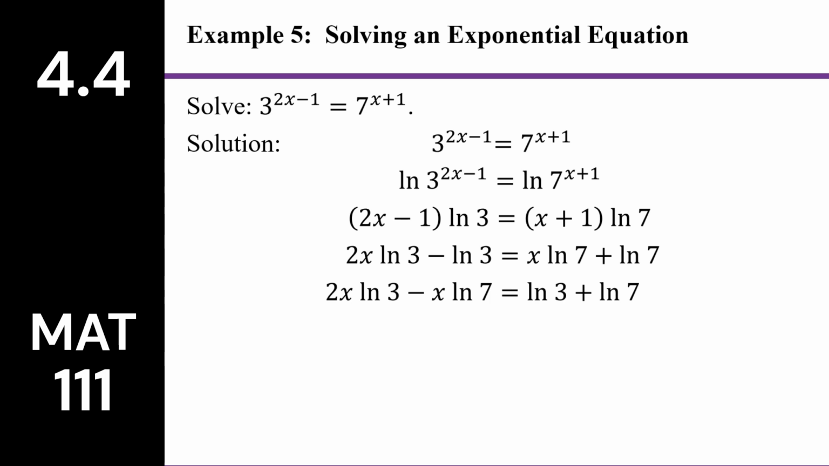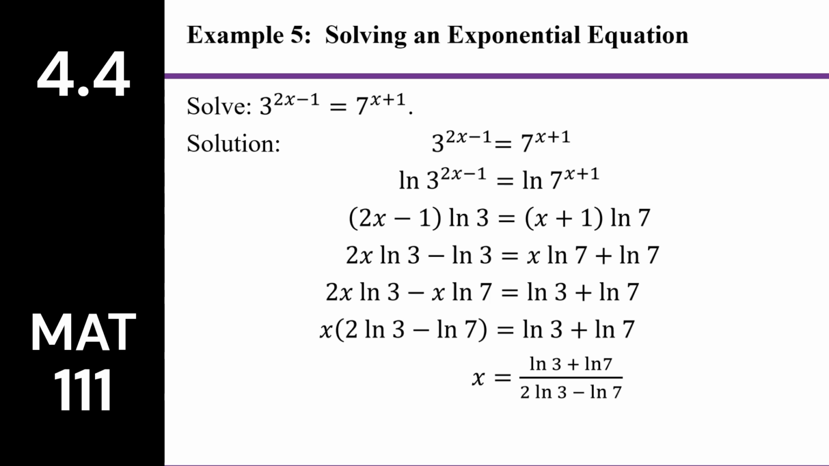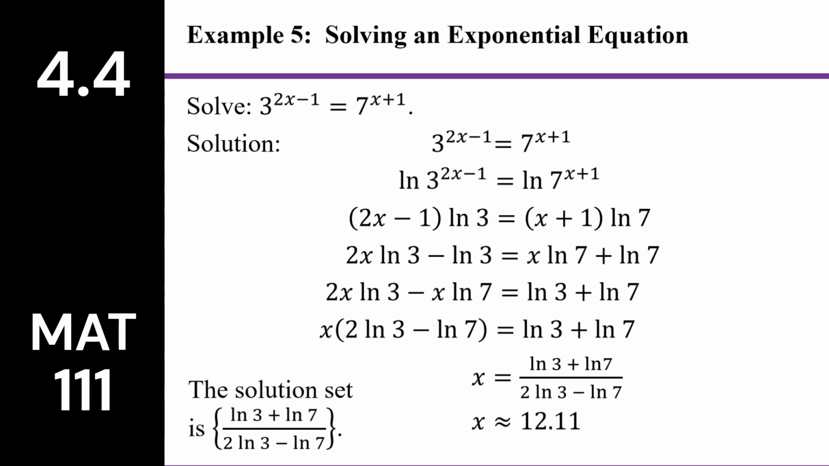Because x is common to the two terms on the left, we can factor it out. Finally, the parentheses to the right of x contains only constants. So algebraically, this is x times a constant, so we can get x by itself by dividing both sides by that constant. So we get x equals the natural log of 3 plus the natural log of 7 all over 2 natural log 3 minus natural log 7. This can be approximated using your calculator, and the solution set shows the exact answer.